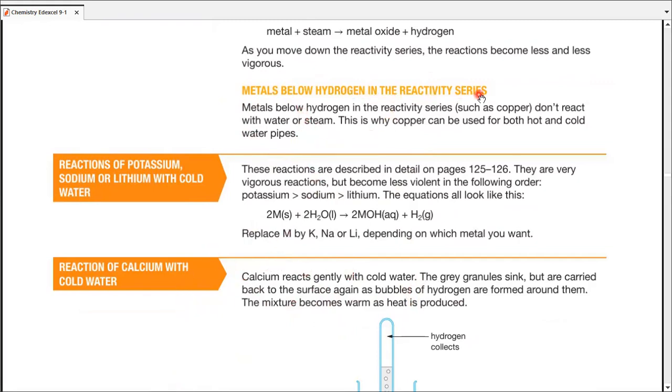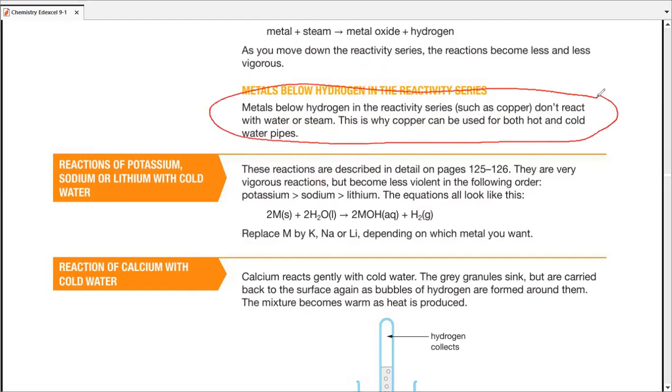So the metals below hydrogen in the reactivity series: copper, silver, gold. So you understand why we use copper for water pipes. Copper does not react with either water or steam, so copper can be used for both hot and cold water pipes. That was the main idea why we started off using copper for water pipes, because copper never reacted with them. You know what else can we use for water pipes? We can use gold, we can use silver, but since silver and gold are so expensive, it's better to use copper. I hope that makes sense.